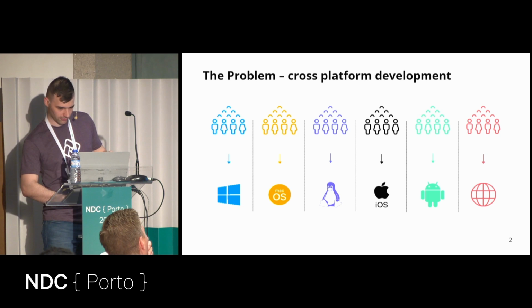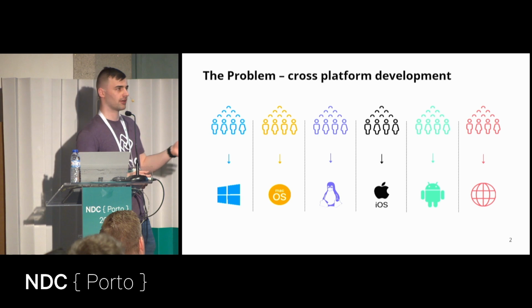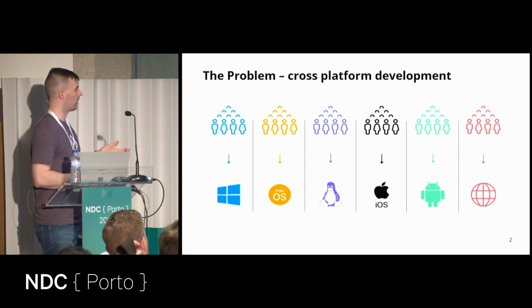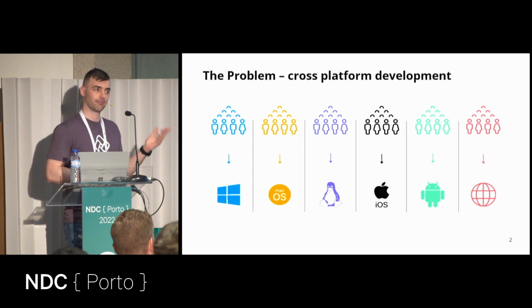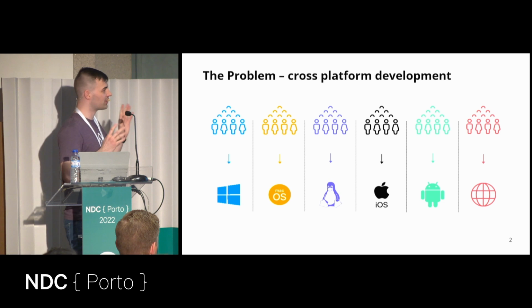So I will start with the problem itself, where you want to build applications that run everywhere on all platforms. You have multiple platforms that users actually use. There is Windows, there is macOS, all Apple users have also iOS devices like iPhones and iPads. People have Androids, and some of them have Linuxes on their PCs. And there are also many people who are using the web.